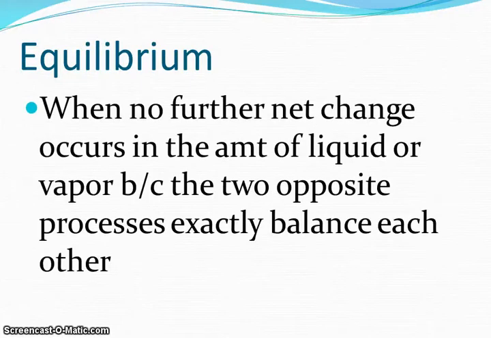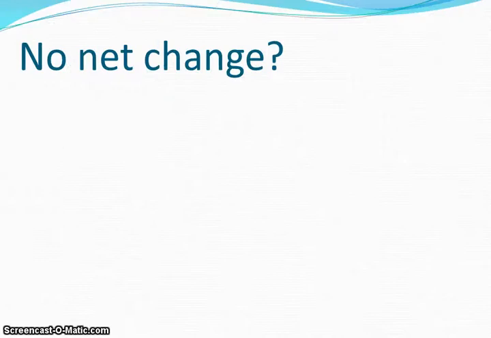Equilibrium is established when there's no further net change in the amount of liquid or vapor in the container. This is because the opposite processes exactly balance out, or the rate of evaporation equals the rate of condensation. When we look at a system that's at equilibrium, there's no net change from the macroscopic level.